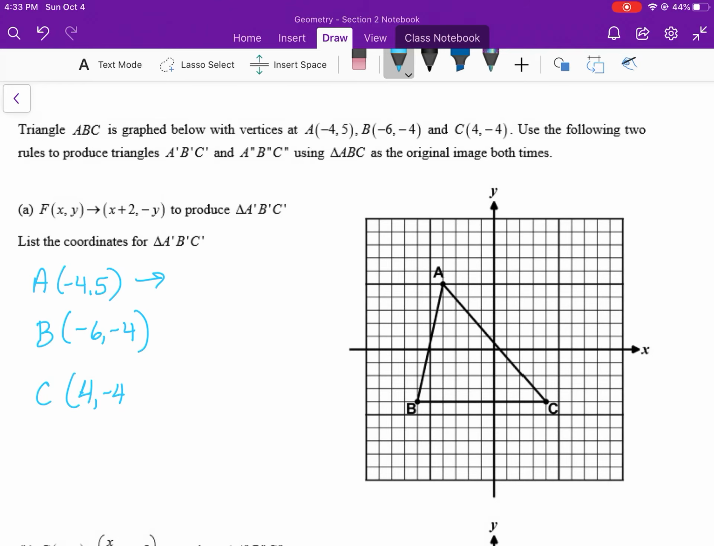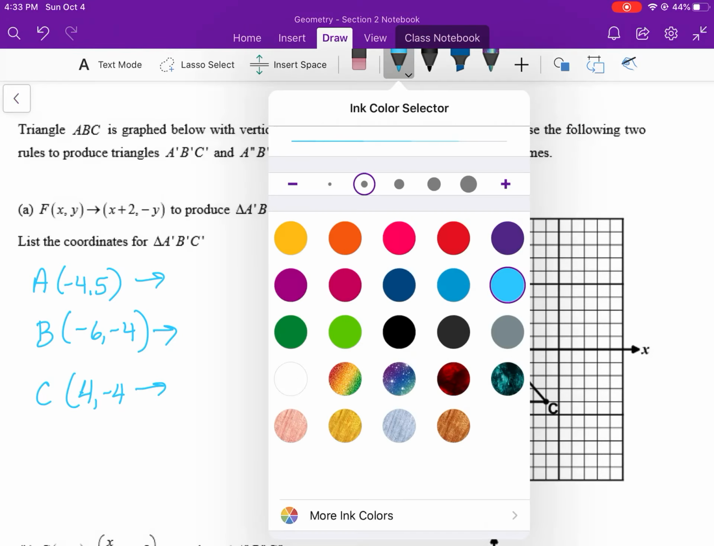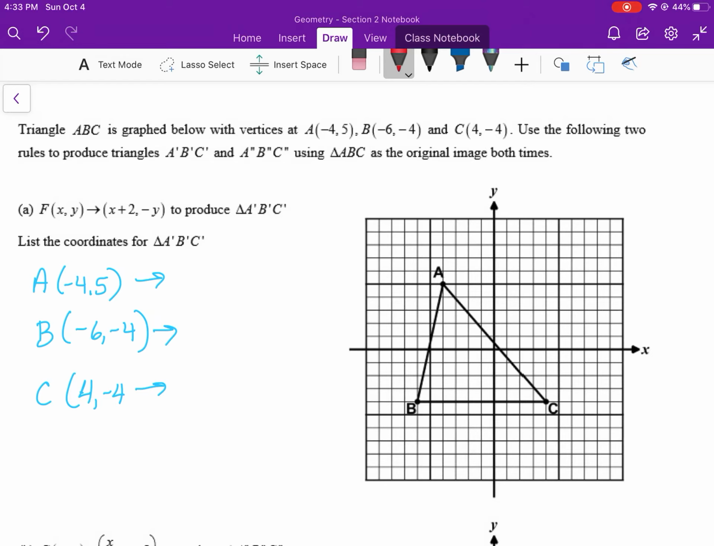Okay, so now I'll get it in a different color because I can. I have to do the rule x plus 2 comma negative y. So negative 4 plus 2 is negative 2. 5 just becomes negative 5. That's A prime. B prime, negative 6 plus 2 becomes negative 4. And then I do the opposite of y. Y is negative 4, so positive 4 is what that is going to be. And then C prime, 4 plus 2 is 6, and then negative 4 becomes positive 4.